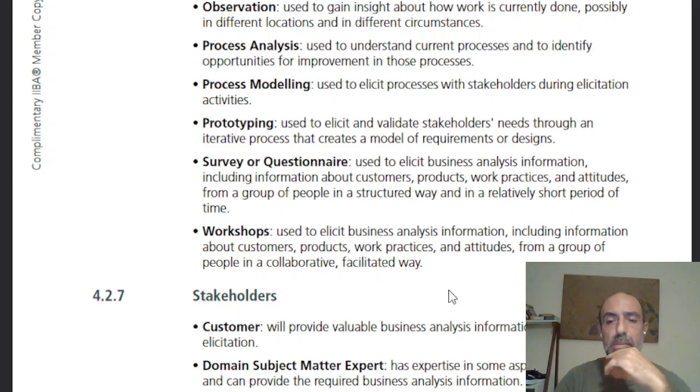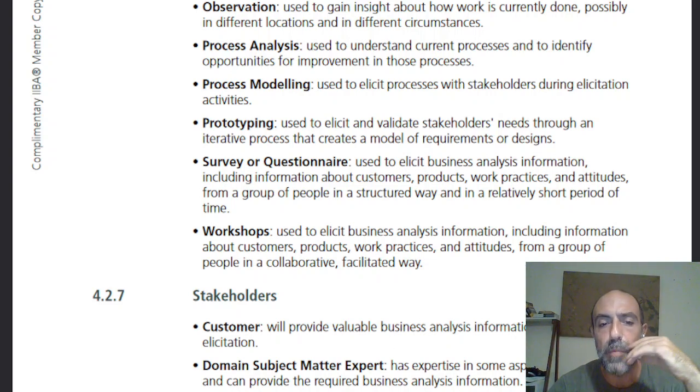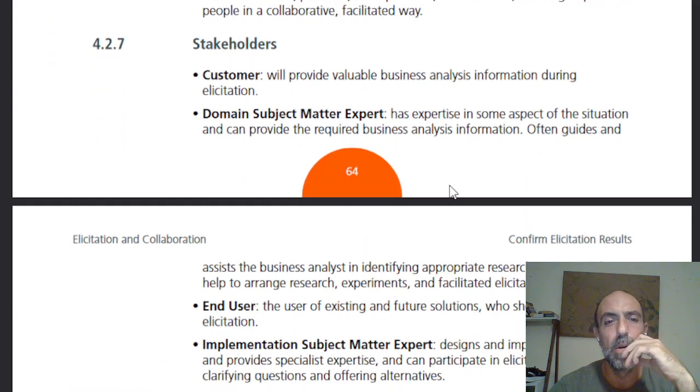Workshops are used to elicit business analysis information, including information about customers, products, work practices, and attitudes from a group of people in a collaborative, facilitated way. Here it's just telling us that we form a group of people in a collaborative and facilitated way. Who are the stakeholders?